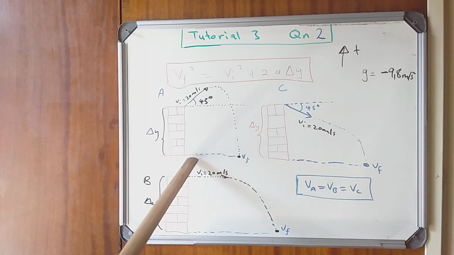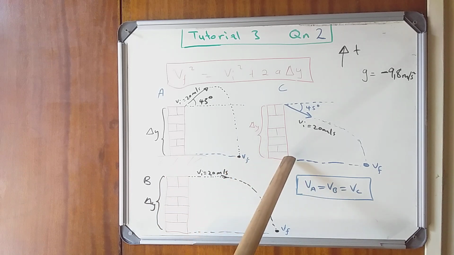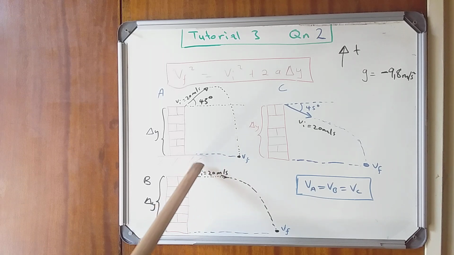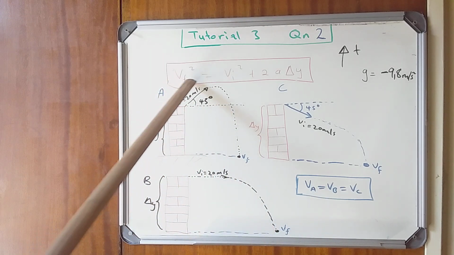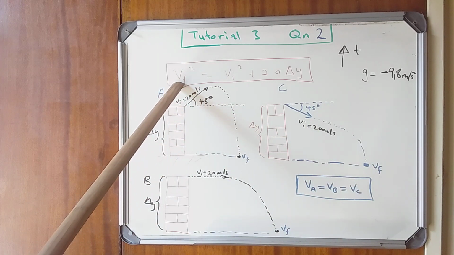However, the distance from the building to where the ball hits the ground is not going to be the same. The change in x is not going to be the same, this distance. Okay, but the final velocity just before it hits the ground, that is the one that is going to be the same. Okay.